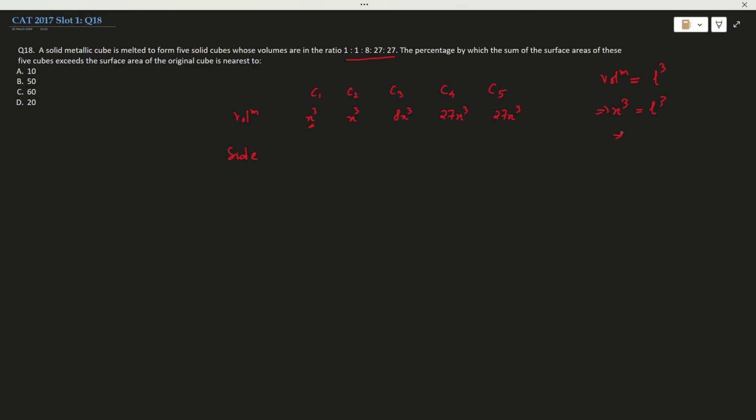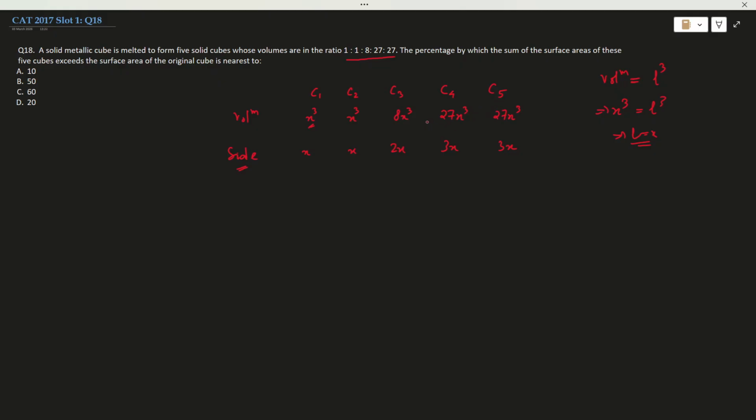So if the volume is x cube, the length will be equal to x. This will be 2x, right? Because if I cube this, I will get 8x cube. This will be 3x. This will be 3x. Alright guys, now you understood why I have taken x cube and not x. I wanted to avoid the exponential powers basically when I am calculating the side.